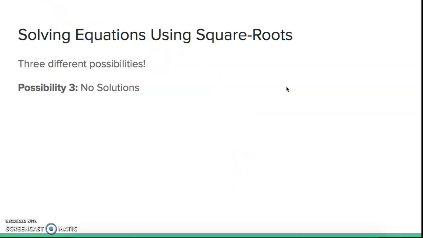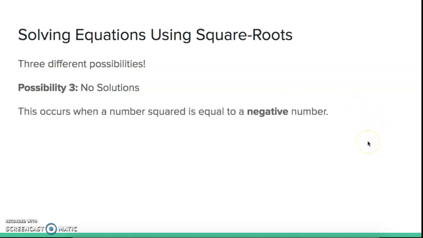The last possible outcome that you might get is an equation that has no solutions. And this occurs when you have a number squared that is equal to a negative number. And so here's an example. If you have x squared equals negative 16, I want you to think that there is absolutely no number that you could multiply by itself to get negative 16.